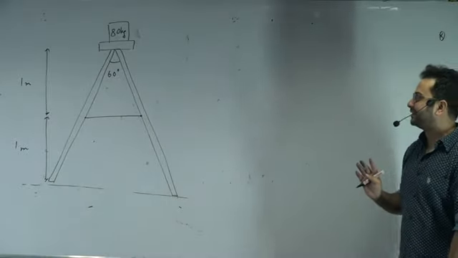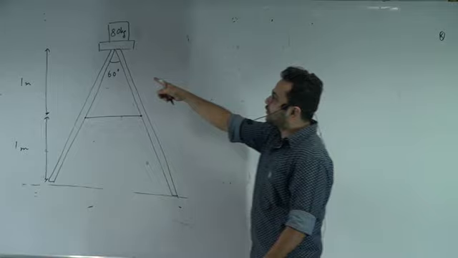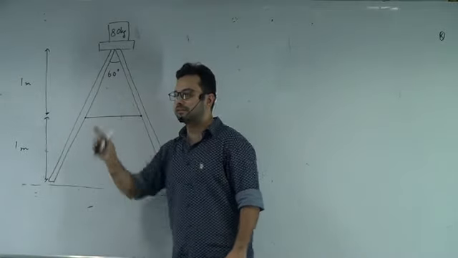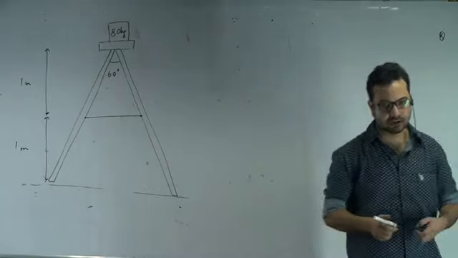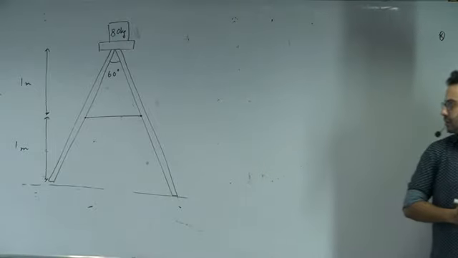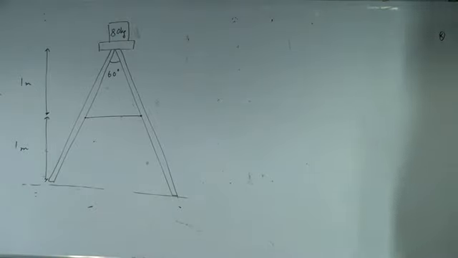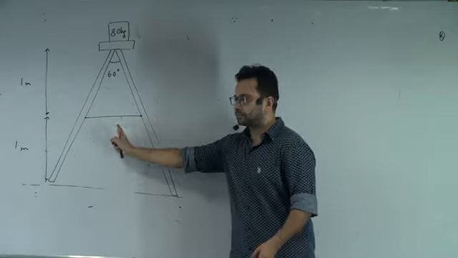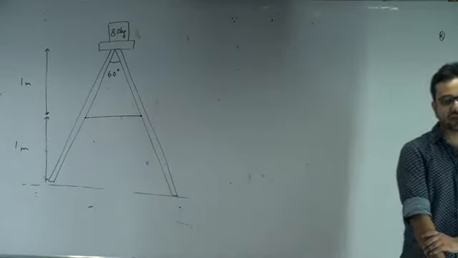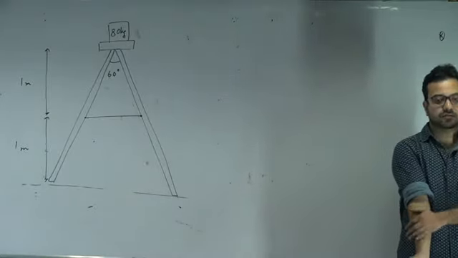Now this length is given to you as 1 meter, 1 meter, and the angle is given as 60 degrees. It's symmetrical. So the question is, find the tension in this support. That's the question.